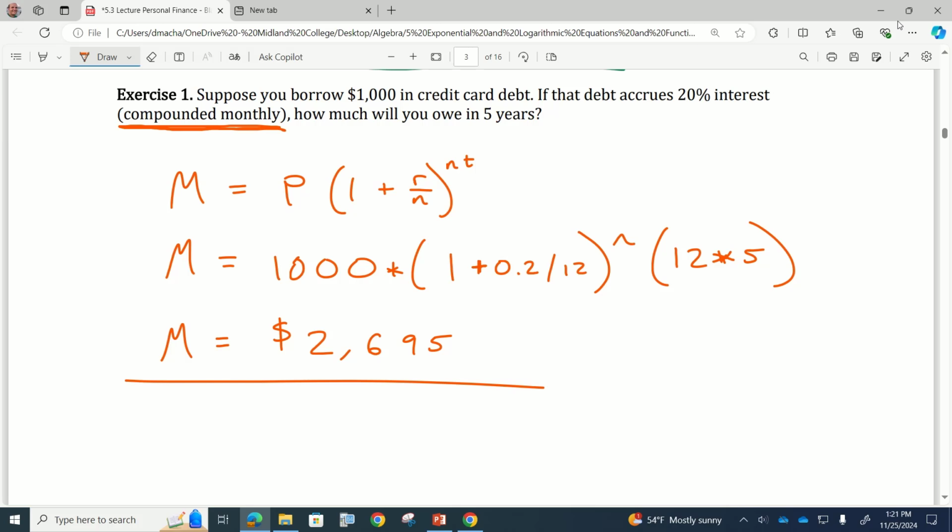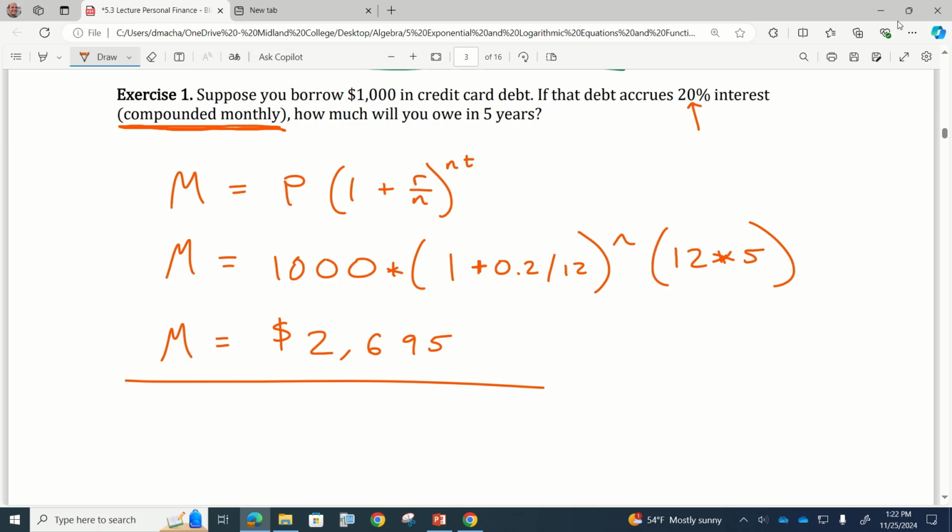Again, if you were to Google search credit card interest rates, they'll tell you 20 or 21% for a credit card interest rate. That's not unusual. So that means if you're using a credit card, try to make sure you pay off that every single month or as fast as you can, because this stuff really gets out of hand, right? It's more than double 5 years later.